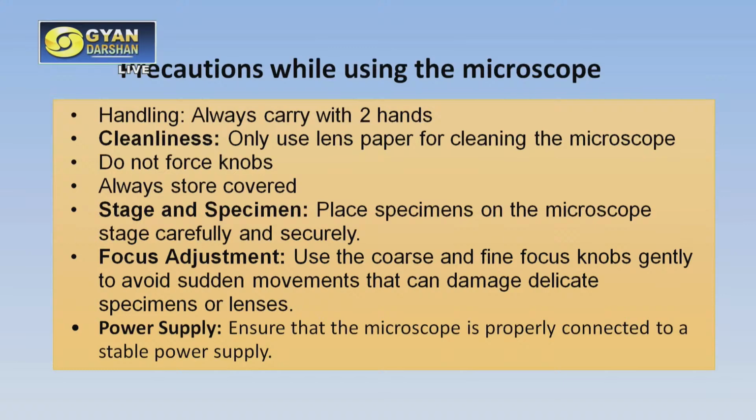Then these are the precautions while using the microscope: proper handling and cleaning. We generally use lens paper for cleaning the microscope, and it should always be stored covered. Use the stage and specimen carefully, as we put the biological specimen on the stage of the microscope. Also focus adjustment and a proper power supply. These are the common precautions for using the microscope.